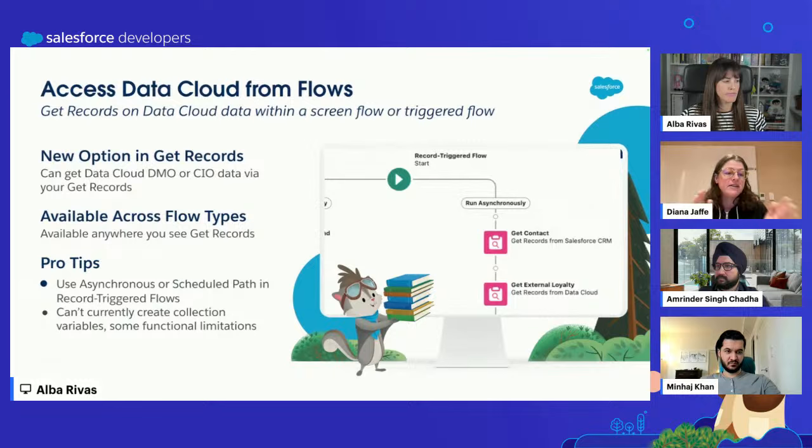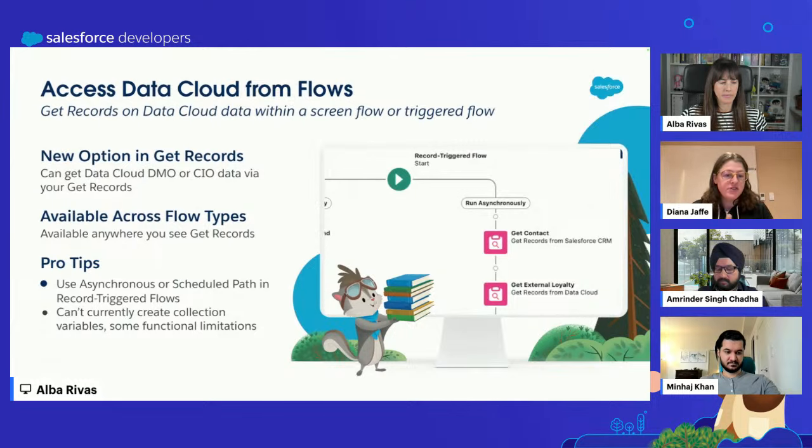This is available across all flow types. But again, this is the kind of thing we might see in record triggered flows. So when a contact is created or updated, I might want to check on Data Cloud to see if that person is a unified individual and maybe there's a phone number that we could pull, things like that. And so then I can get that record from Data Cloud and then act on that or update my CRM data more. A couple quick tips or gotchas.